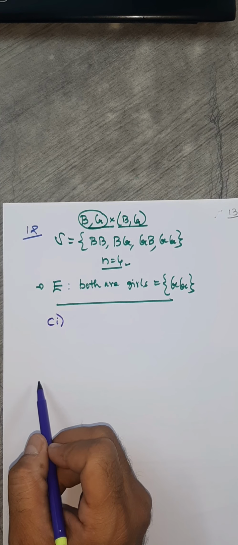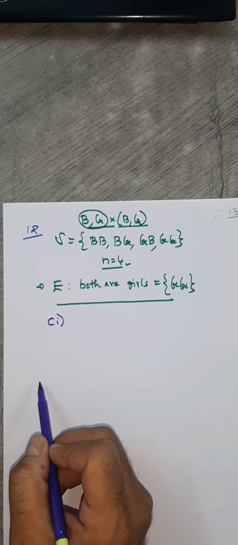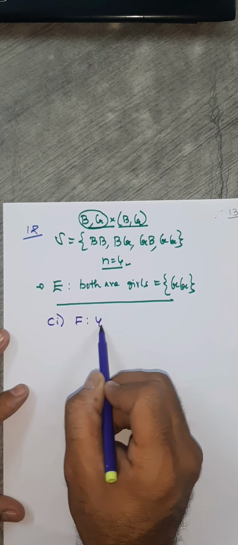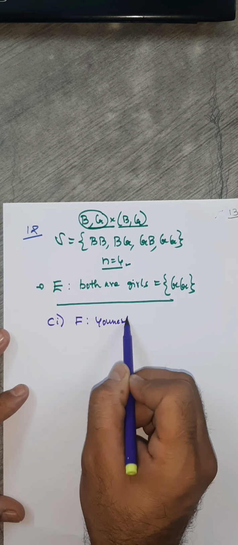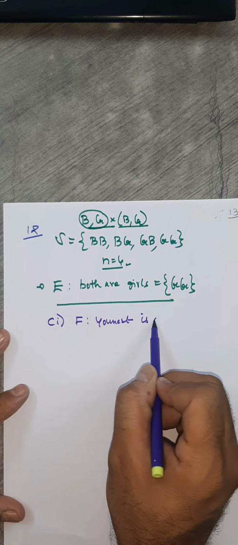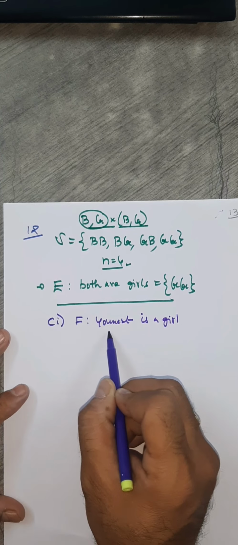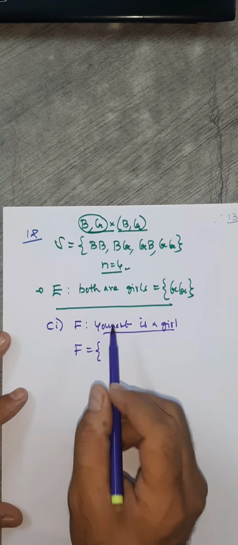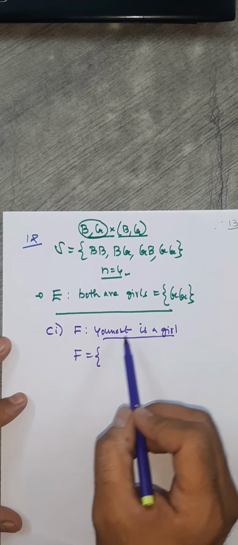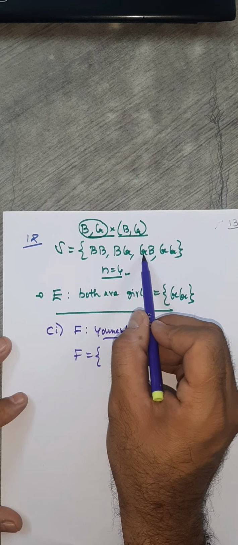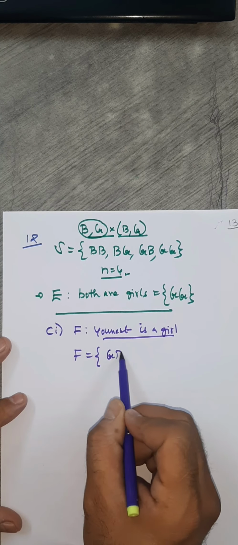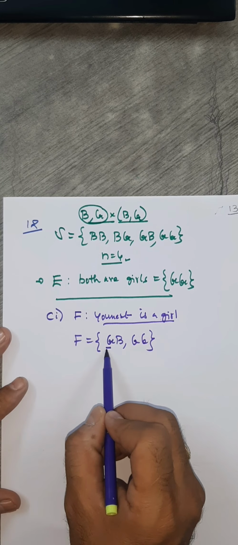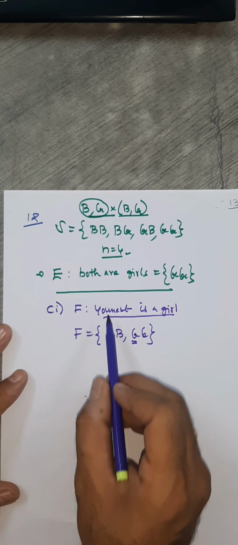Now this is a conditional probability. Given that the youngest is a girl, I'll call that F. The youngest child is a girl. Youngest child means firstborn child. So F has a girl here. So one is this, second one is this: GB, GG. Youngest means the firstborn child should be a girl.